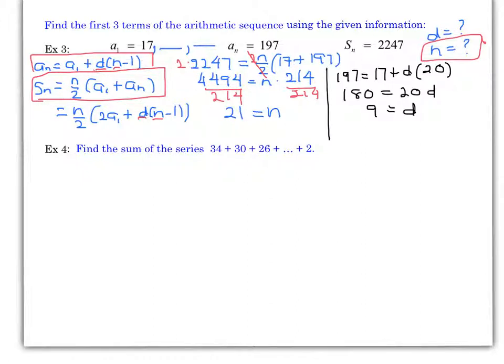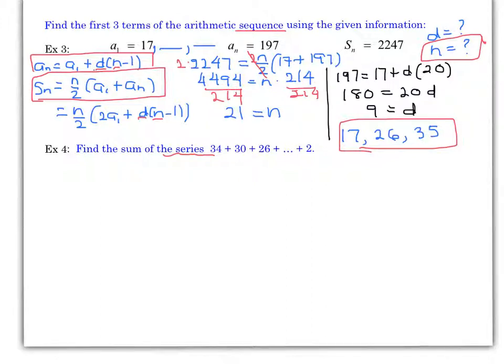So now that I know what d is, I can make my list. I know I have 17, then add 9, that gives me 26, then add 9 gives me 35, and voila, you have your first 3 terms. Okay. And again, that's a sequence, which means you're just looking for a list. Now we're looking for, in this second one, the sum of a series.